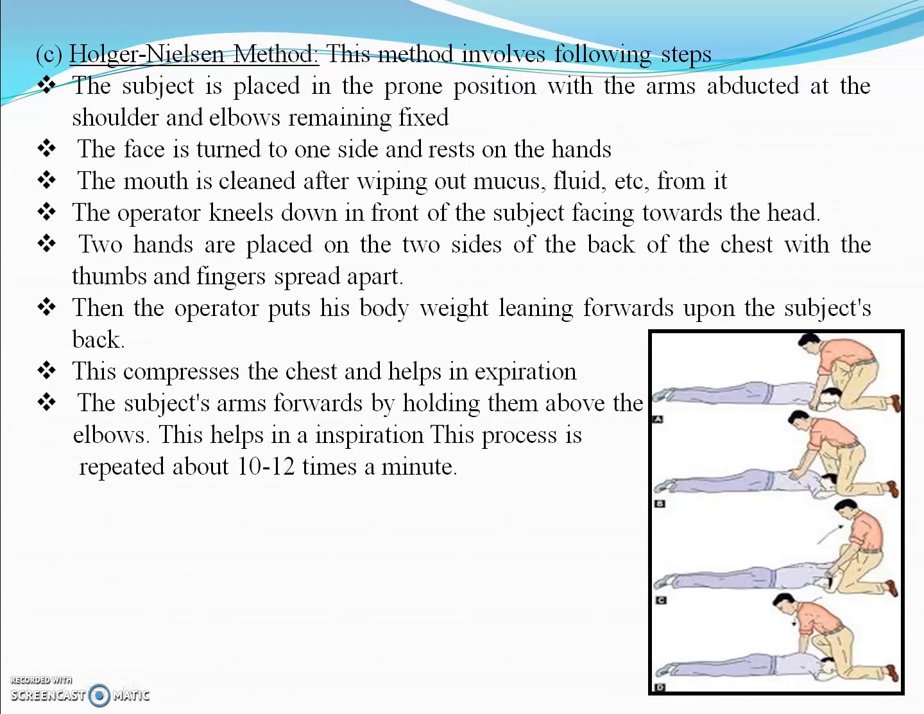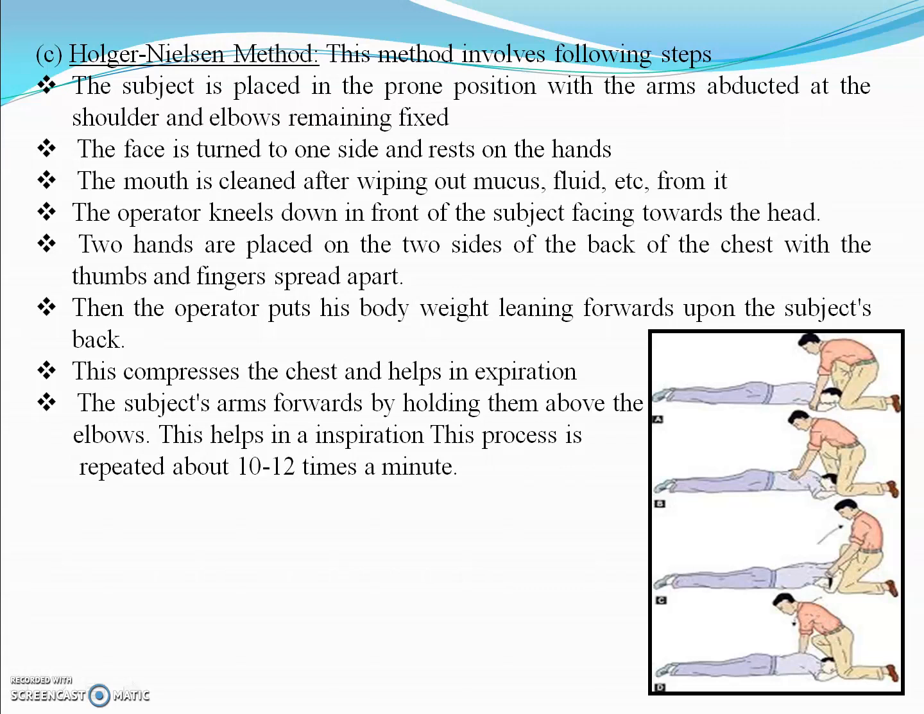Next is Holger-Nielsen's method. This is again a manual method. The subject is placed in a prone position with the arms abducted at the shoulders and elbows remaining flexed. The face is turned to one side and rests on the hands. The mouth is cleaned after wiping out mucus, fluid, etc. from it. The operator kneels down in front of the subject facing towards the head.